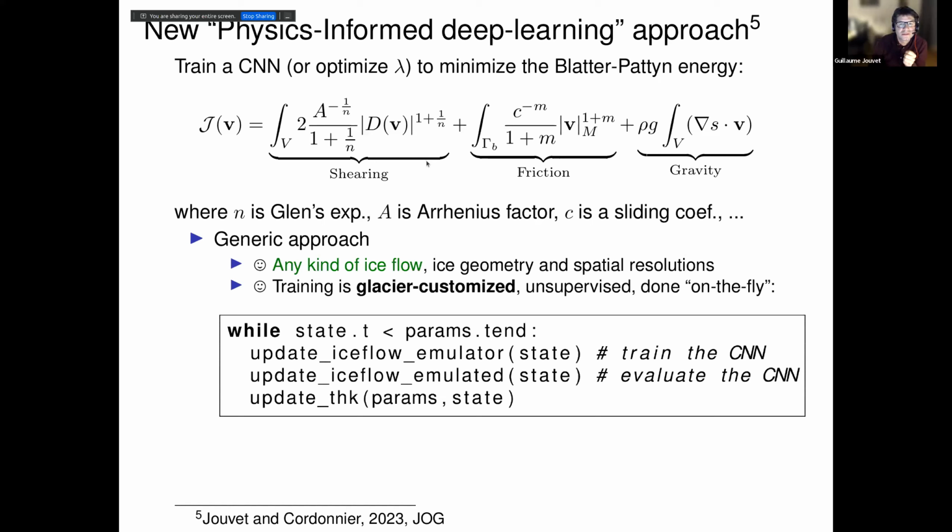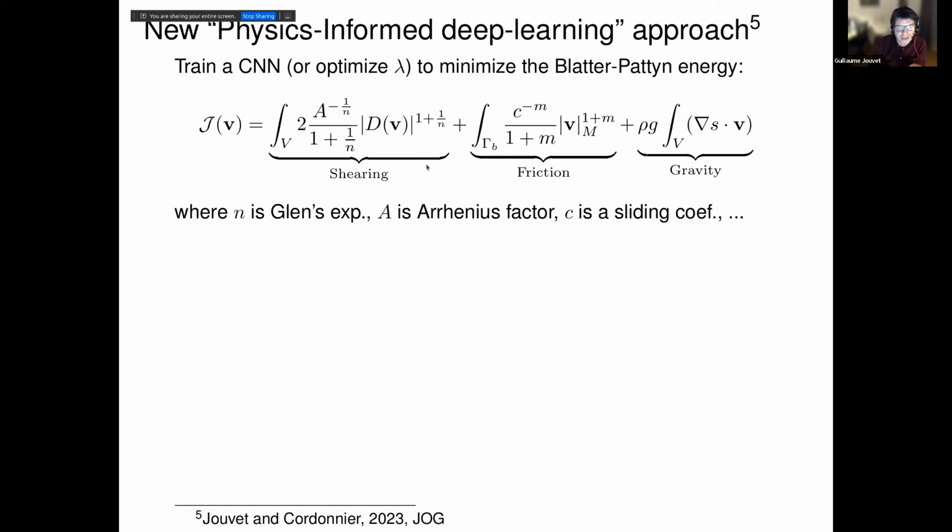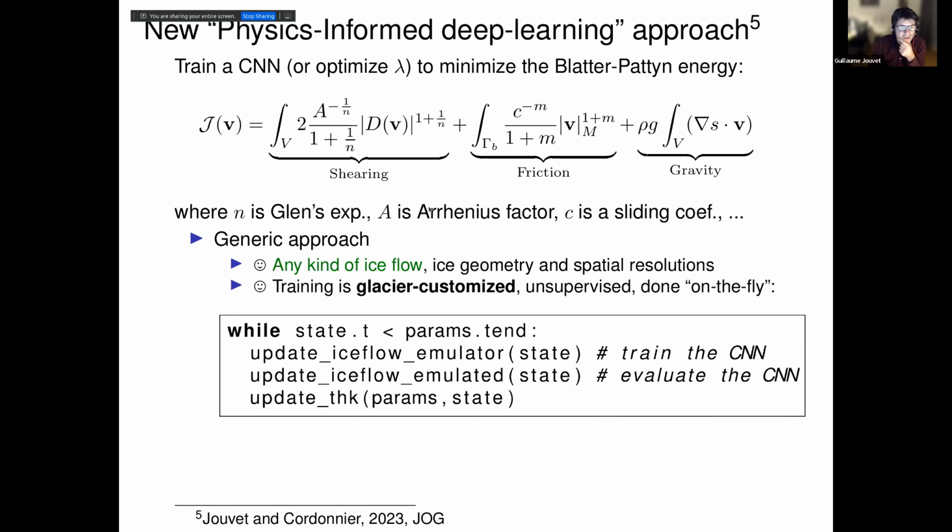So basically, the main idea of this physics-informed deep learning was, instead of trying to minimize a misfit to some data which was obtained, why not directly try to minimize the energy associated with Blatter-Pattyn? And that's actually exactly what we did. And the nice thing is that we had a much more generic approach. We can model any kind of ice flow, and this could be seen as a real alternative to a solver, actually. And we could solve any ice geometry, any spatial resolution, so we have something way more generic.